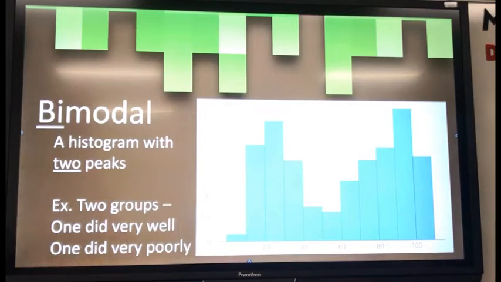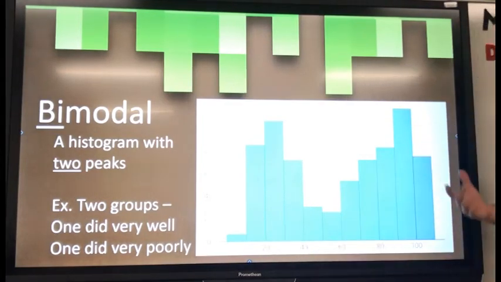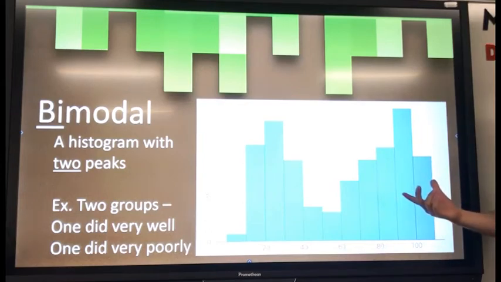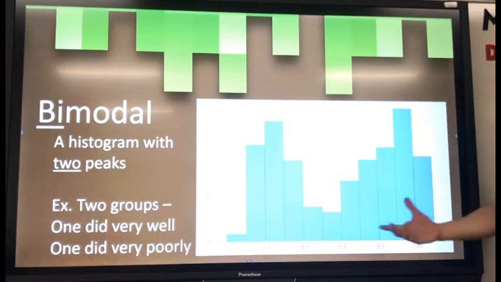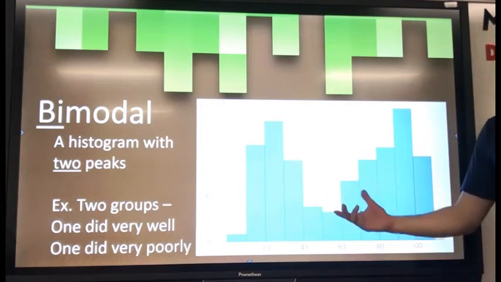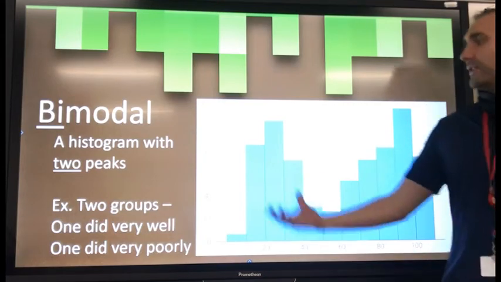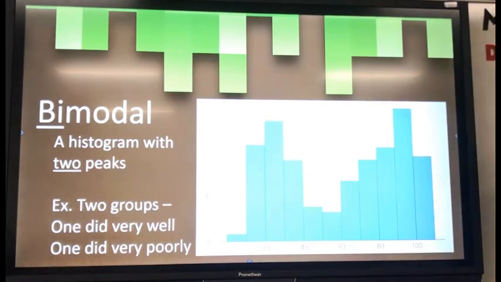Think of your test. Some people did not study at all, and they bombed it. And then the other group studied, and they aced it. There were not many people in the C range, which may have happened. It's happened sometimes, I've seen. So you either studied on this side, or you didn't. That could be an example of bimodal.